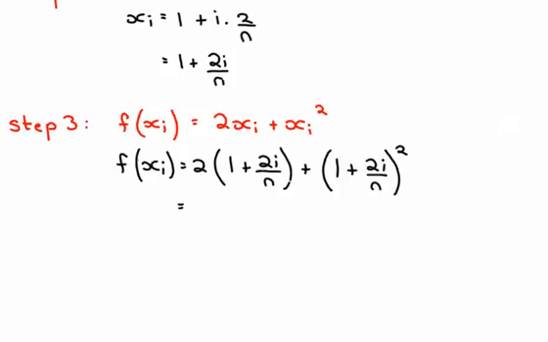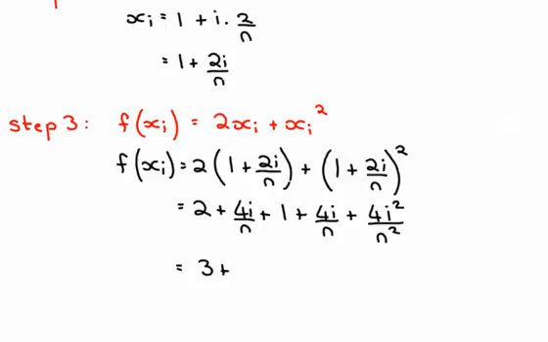So we times out the 2, we've got 2 plus 2 times 2i over n is 4i over n, plus, let's square that out, we get 1 plus 4i over n plus 4i squared over n squared. Okay, one more step to simplify. We've got 2 plus 1 is 3, so we've got 3 plus 4i over n plus 4i over n is 8i over n, plus 4i squared over n squared. Right, so that was our step 3.